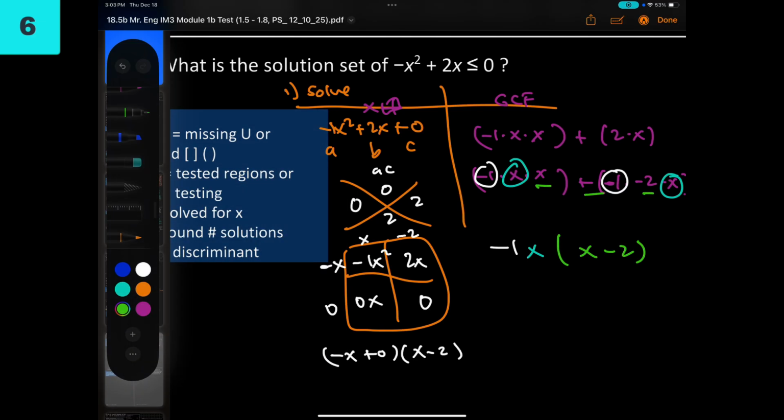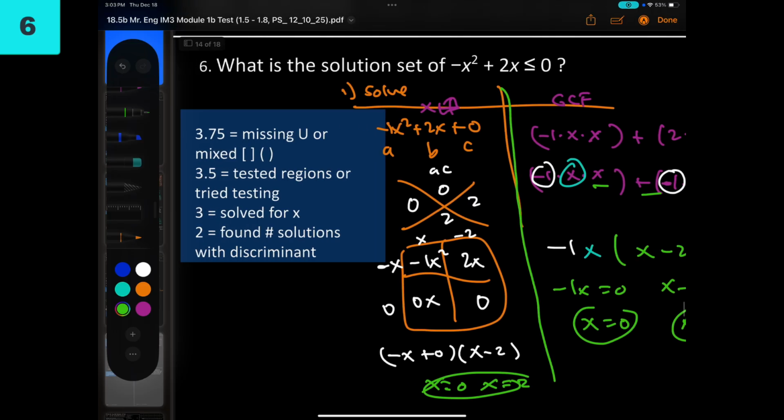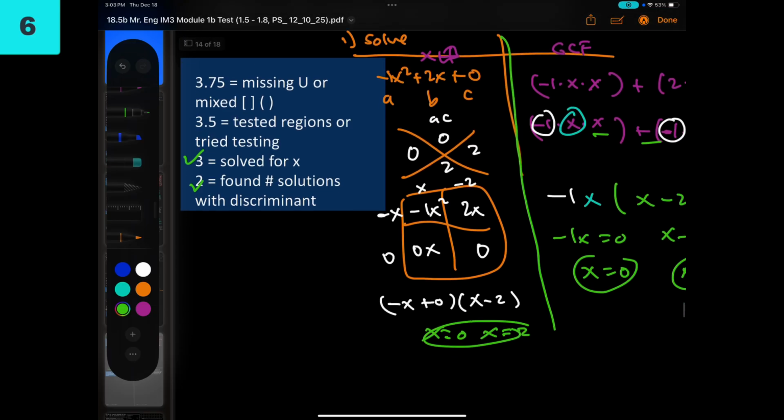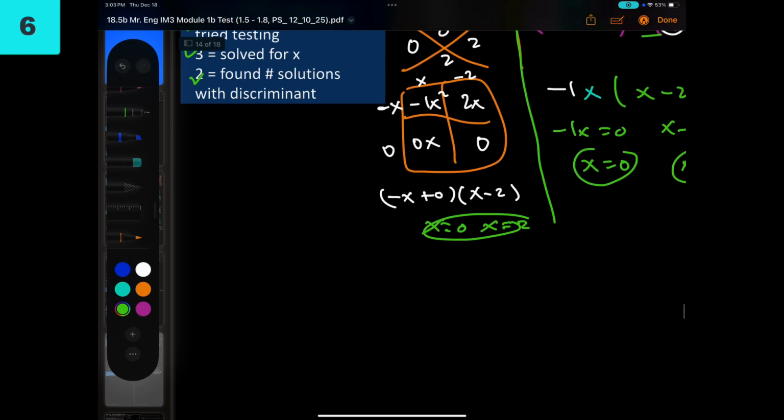Now, you'll actually get the same answer if you just set each of those equal to 0. Divide by negative 1, get x equals 0. And you get x equals 2. And that's the same thing over here. Okay, so if you got that, I gave you 3 points. If you use a discriminant, like in the previous problem, and found that was 2 solutions, that was fine. Okay, so what you need to do next is actually test the regions.